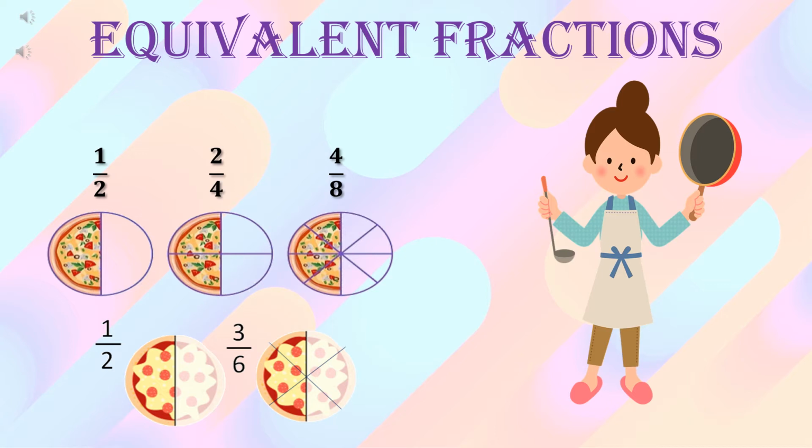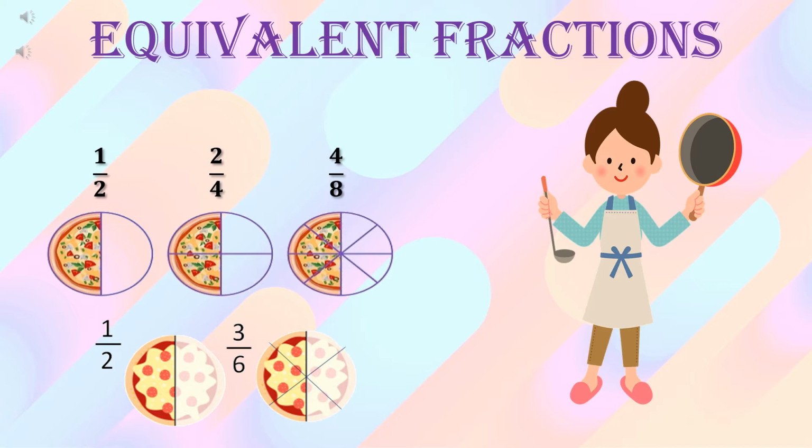Children, you all like pizzas? Suppose your mom has made pizza for you. She cuts it into two equal halves. You want one half of the pizza, but she cuts it into 4 equal parts. But you still want half of the pizza? So she gives you 2 pieces out of 4. That means you got 2/4 of the pizza, which is equal to half of the pizza.